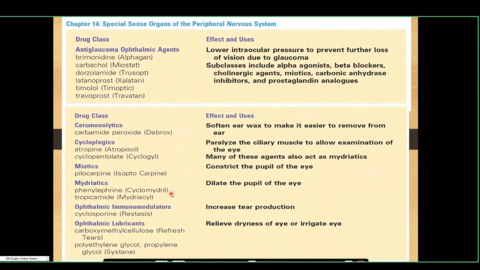Phenylephrine, Cyclomydril; tropicamide, Mydriacyl. Ophthalmic immunomodulators increase tear production. Example: cyclosporine, Restasis. Ophthalmic lubricants relieve dryness of the eye or irrigate the eye. Carboxymethylcellulose, Refresh Tears. Example: polyethylene glycol, propylene glycol, cysteine.